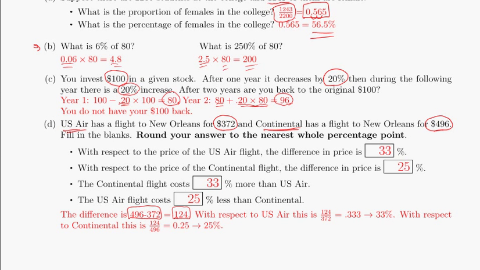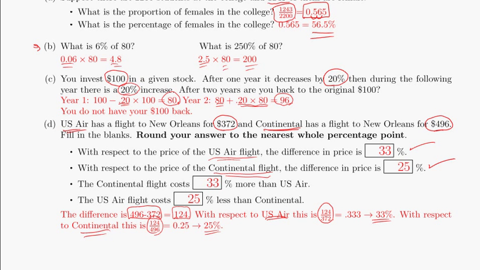So with respect to U.S. Air, that is 124 over 372. So with respect to U.S. Air, that's a 33% change. With respect to Continental, you take that same difference, only you're dividing by 496. So with respect to Continental, the difference is 25%. Right, so look, the difference, when expressed as a percentage, depends which one you're referring to as the original value. So when you look at the respect to the U.S. Air flight, the difference is 33%. With respect to the Continental flight, the difference is 25%.